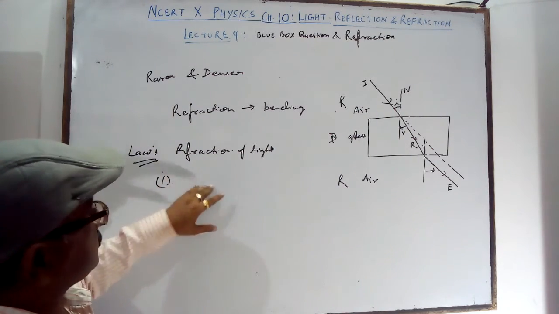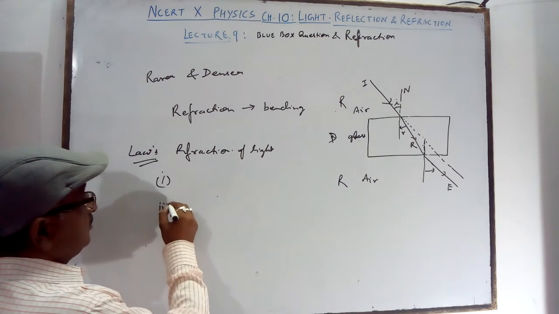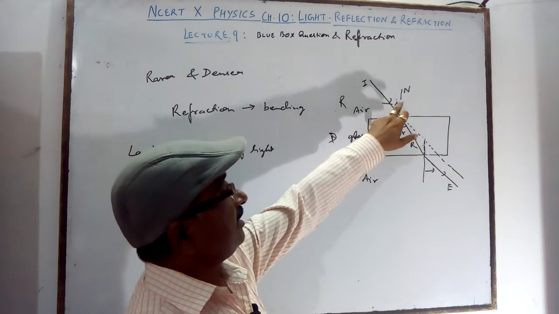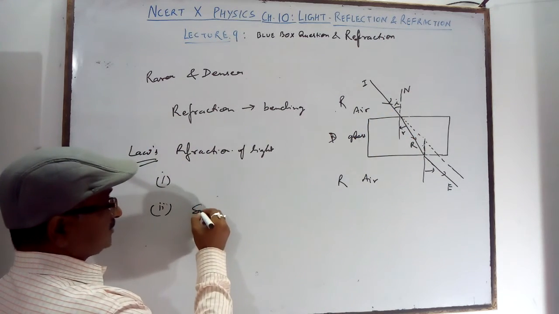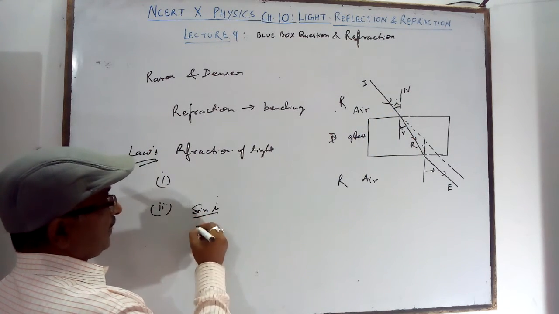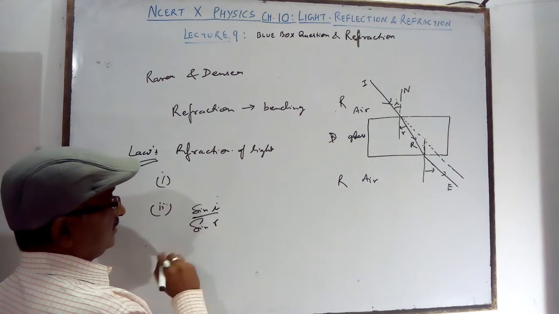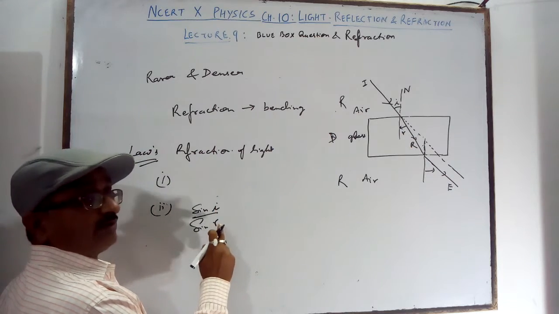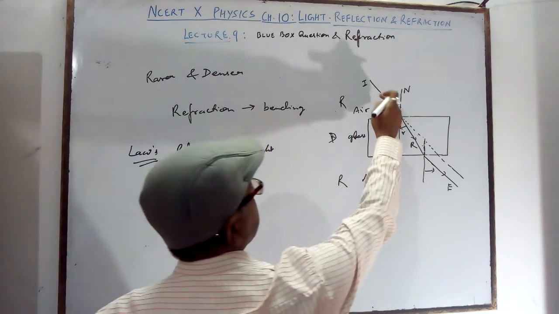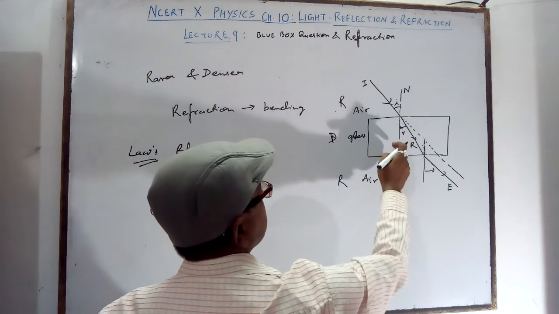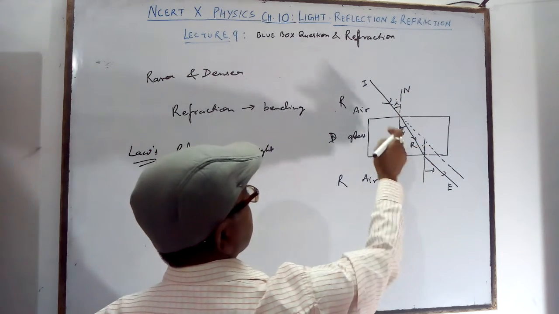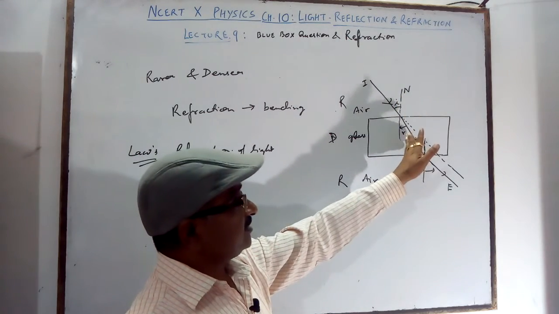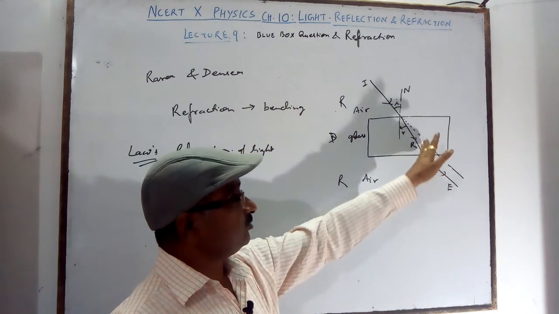The second law is about the sine of I upon sine of R. Sine is a trigonometric ratio. I is the angle of incidence, the angle between the incident ray and the normal. R is the angle of refraction, the angle between the refracted ray and the normal. Both are not equal; one is greater and one is smaller.